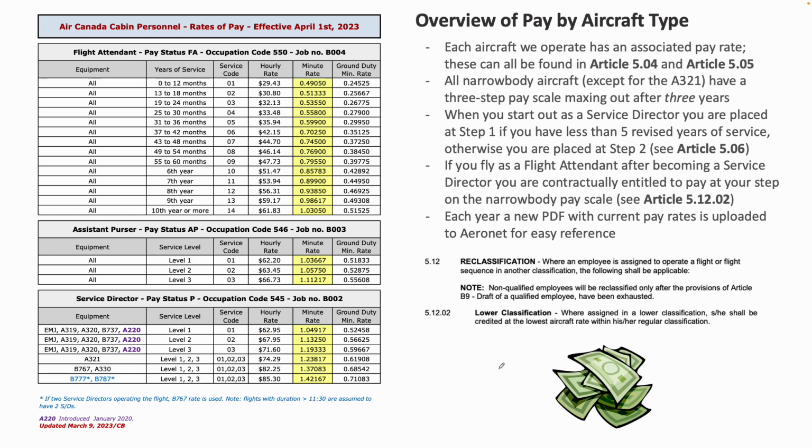Every year, this infographic PDF with all of the current pay rates is uploaded to AeroNet for your easy reference. And they usually go into effect on April the 1st of a calendar year. So the rates that we are currently using in 2023, at the time of the publication of this video, went into effect on April the 1st of 2023. And new pay rates will be in effect on April the 1st of 2024, and they would apply from that date going forward. For now, these are the ones that are in effect, but they change every year.